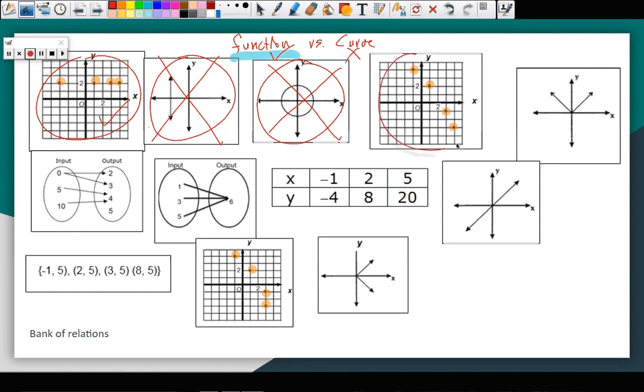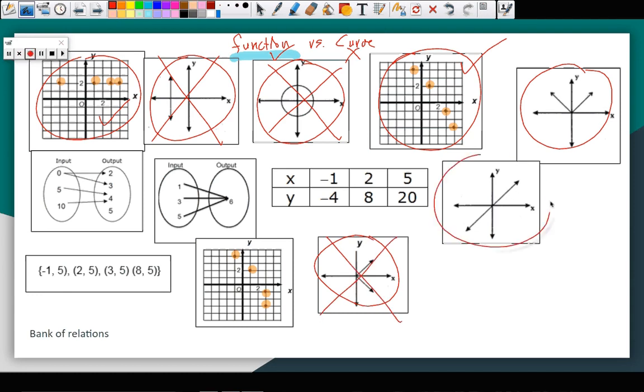How about this one right here? It is a function. This one? Function. Don't be shy, guys. Come on. It is going to pass the vertical line test. And how about this one? No, not a function. It's a curve of some sort. And finally, this graph. Is it a function? Yeah, it is a function. It passes the vertical line test.